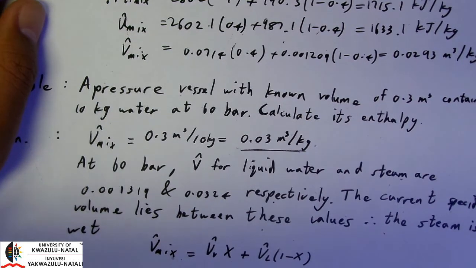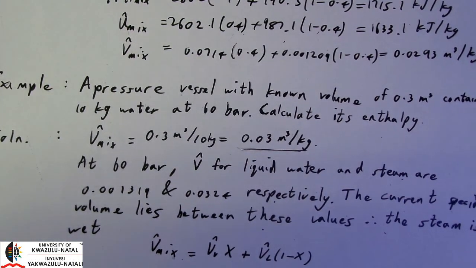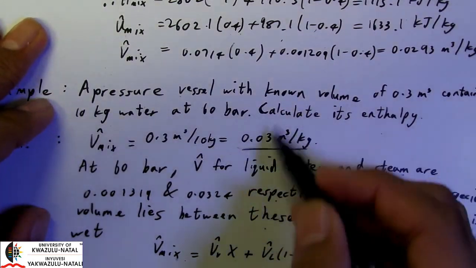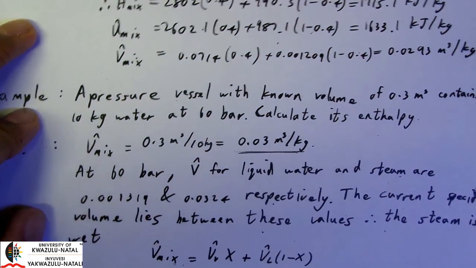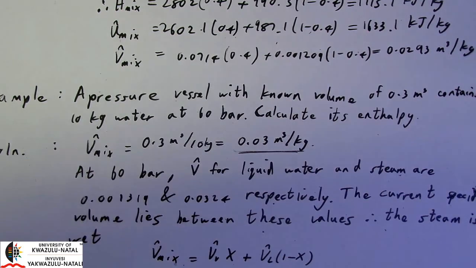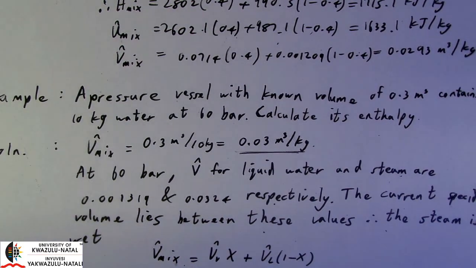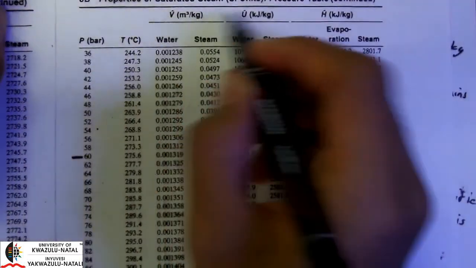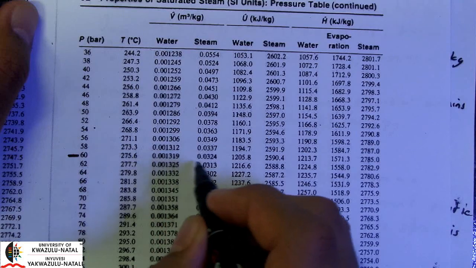So let's look at our superheated steam table, or rather our saturated table first. Let's see if we are operating at the saturated region. If we are not, then of course we will be either in the superheated or subcooled region. Okay, so looking at our saturated steam table, at 60 bar we have the following information.